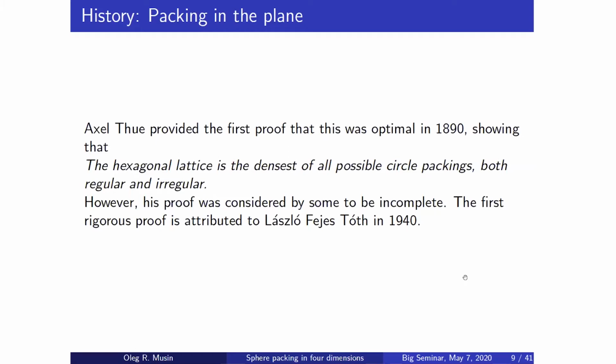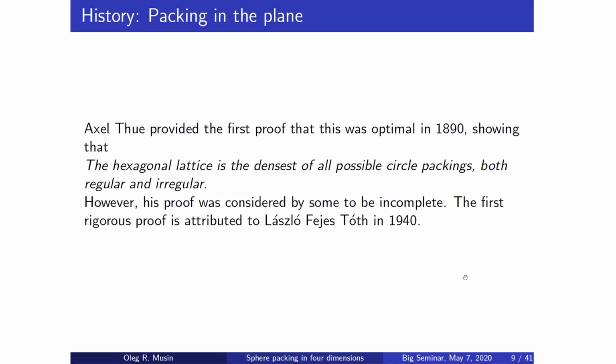I believe the first rigorous proof was published by Laszlo Fejes Toth. He is a great discrete geometer, actually a founder of discrete geometry, and he proved it in 1940. Actually, in his book we can see 5 different proofs.